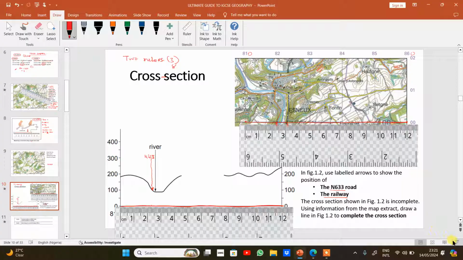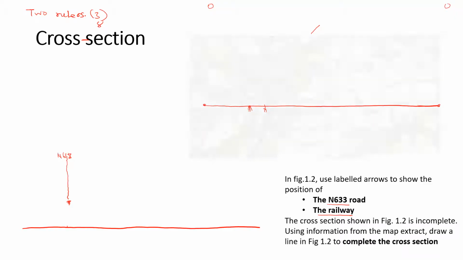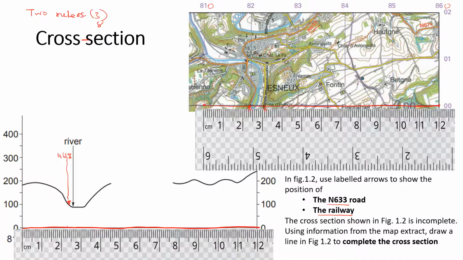So at 3.1, this is 3.1 here. So obviously I know my railway is now here. You draw a straight line and you write railway. Now that's it. That means you've gotten your 2 marks. Just keep your 2 rulers there and you just locate the point.